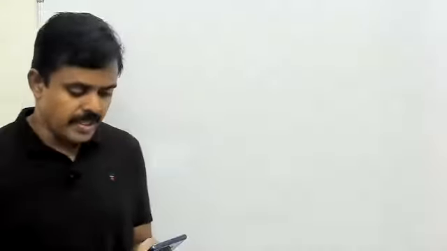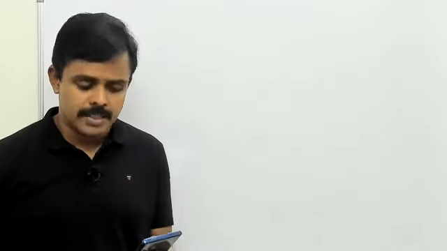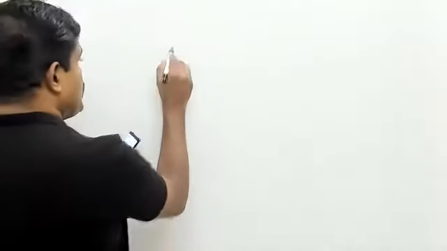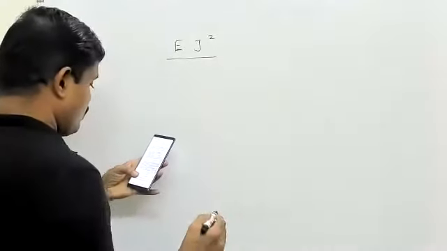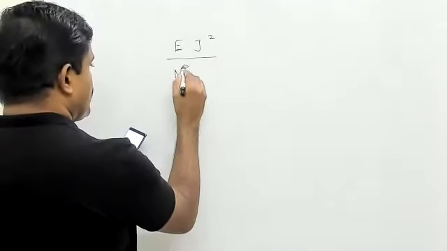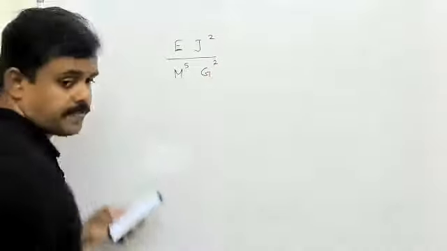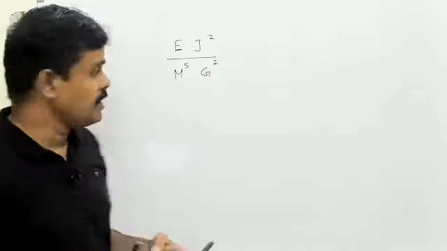Question number 5. Read question number 5. If E, M, J, G denote energy, mass, angular momentum, and gravitational constant respectively, then EJ square by M raised to 5 G square has the dimensions of. Okay, so EJ square by, what have they given? EJ square by M raised to 5 into G square. So I have to check the dimensions of what?